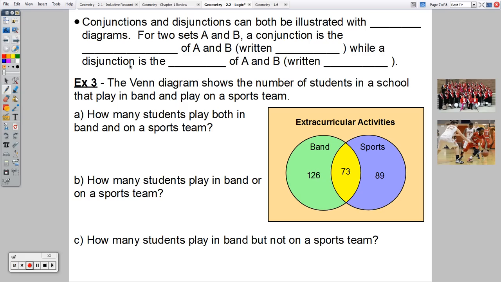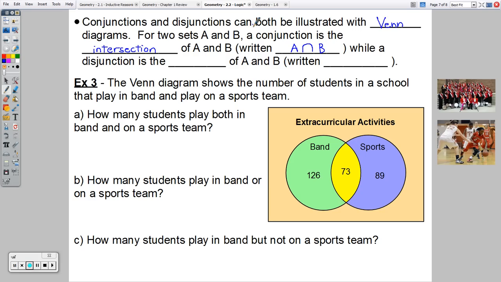And moving on to slide number 4 here. Conjunctions and disjunctions can both be illustrated with Venn diagrams. I bet you've heard of that before. So Venn diagrams. For two sets A and B, a conjunction is, when we were talking about conjunctions, we're talking about where they come together, where they intersect. It's the intersection of sets A and B. Now, our book doesn't show you what it is in symbols. At least I didn't see it in there. But it would look like this. It's kind of an A and then an upside down U that's a little wider than normal, and then a B. So we would write it like that in symbols.